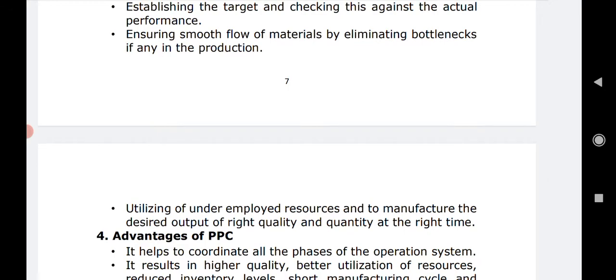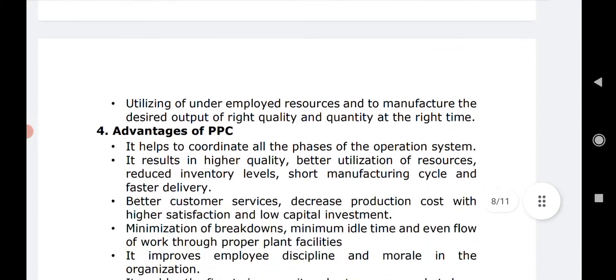That means smooth flow of material is advisable, smooth flow of material is required, and that is being done through the PPC work that is taken up by eliminating bottlenecks. Means we do not take up any congestion. Bottlenecks we try to avoid. That means entry and exit are not being congested of the material, maybe the machines or maybe labor, and so whatever is being produced, it is produced perfectly. That is the purpose of PPC, right?